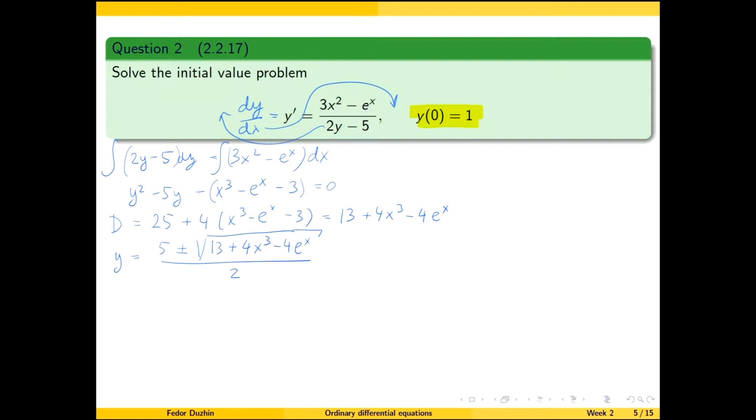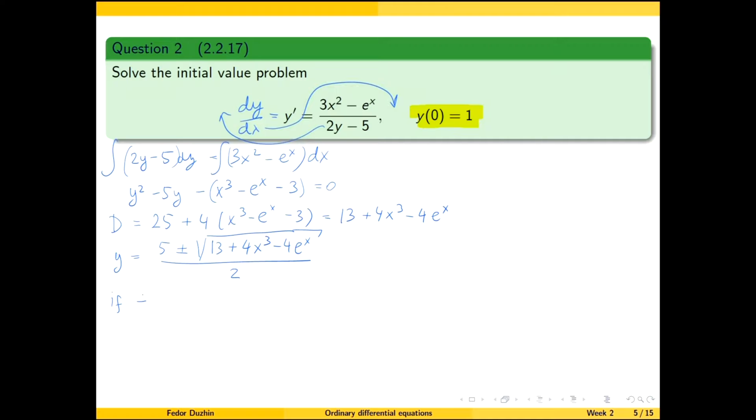all over 2. Okay, so this is the solution of the initial value problem, but notice that we don't know yet whether it is plus or minus, so we've got to pick whether it is plus or minus, right? So what happens if the sign here is minus, if it is 5 minus square root whatever? How do we check whether it is plus or minus?